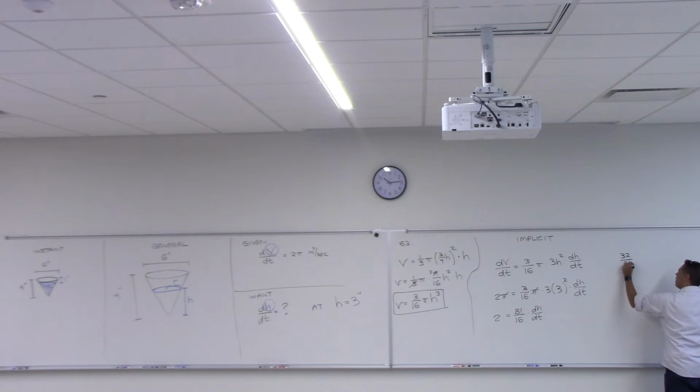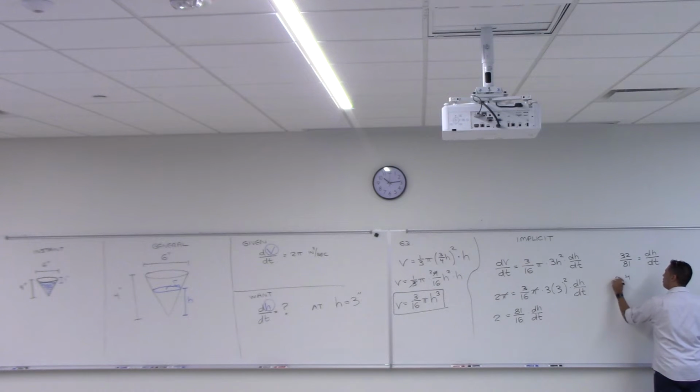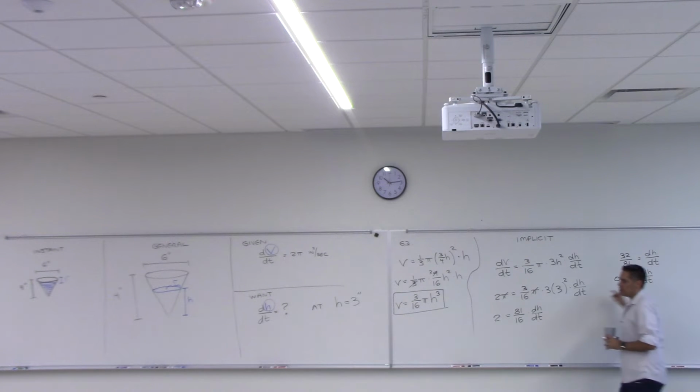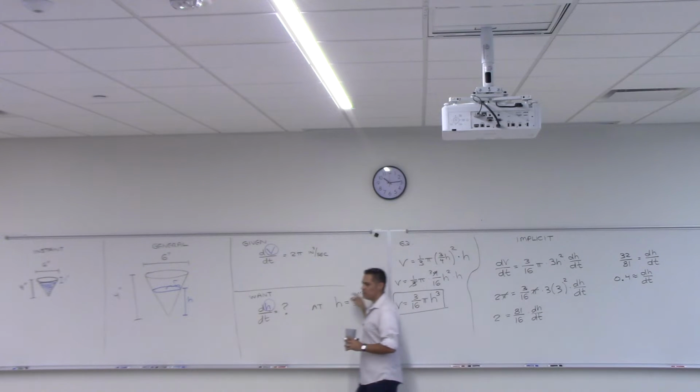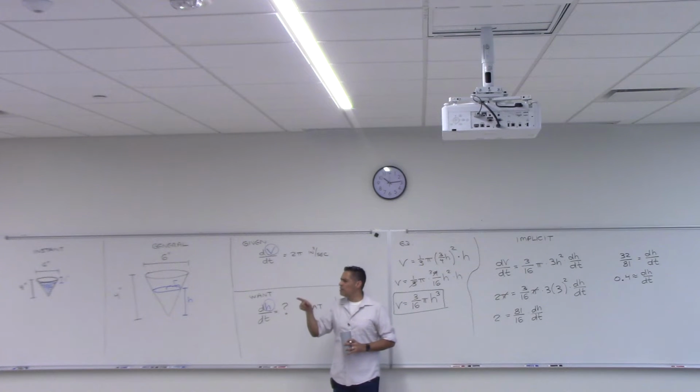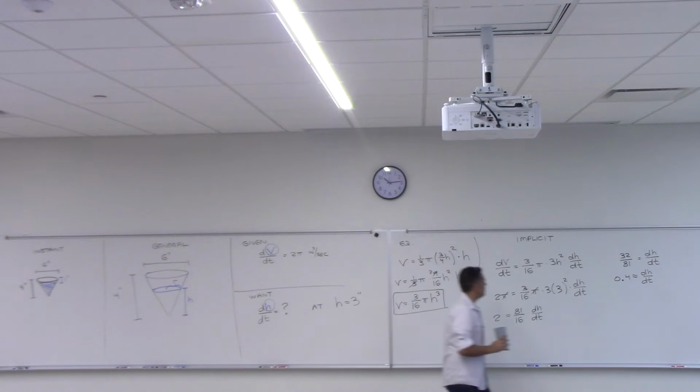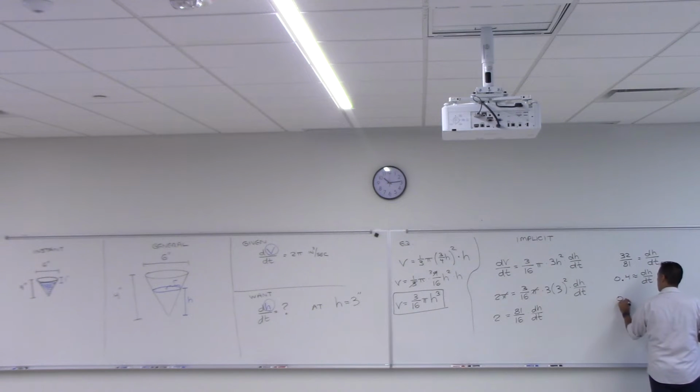32 over 81. I tell you what, give me that as a decimal. Please, somebody. 0.4. 0.4? Oh, so exactly? Approximately. Oh, approximately, okay. 0.4 approximately. dh/dt. How do we measure that rate of change? h is height. Height's measured in inches, so inches per time, inches per second. So 0.4 inches per second.